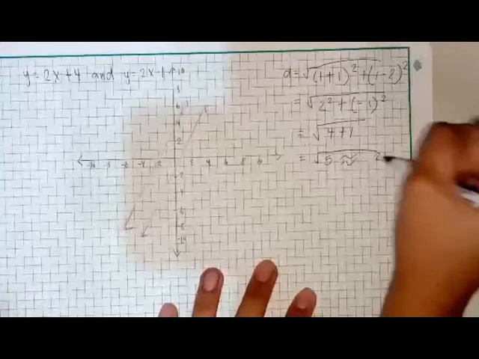D equals the square root of the quantity 1 plus 1 squared plus 1 minus 2 squared, equals 2 squared plus negative 1 squared. So you need to multiply the 2 by itself, so it equals 4 plus 1, equals square root of 5, approximately 2.24 units. So the lines are about 2.24 units apart.